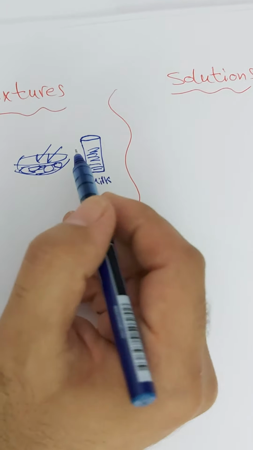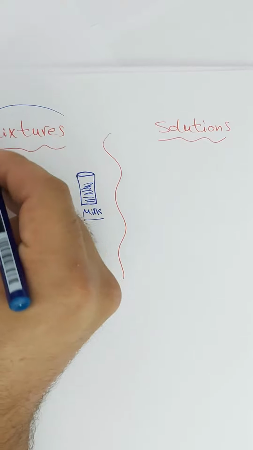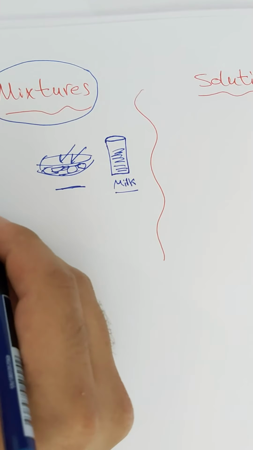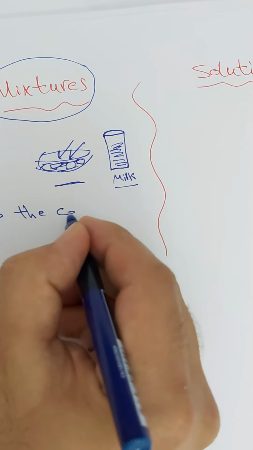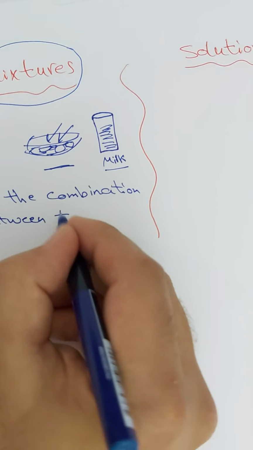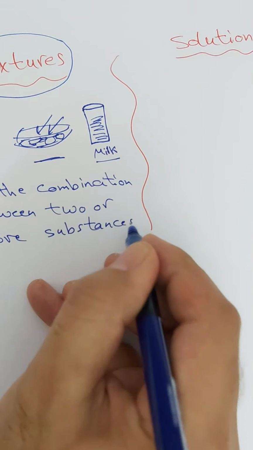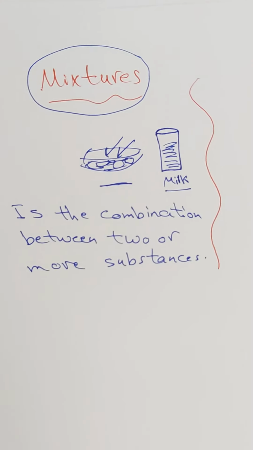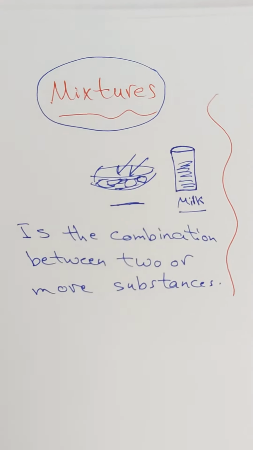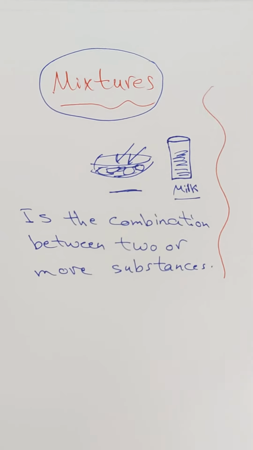So mixing substances together gives mixtures. What is a mixture? A mixture is the combination between two or more substances. So when we put more than one substance with another substance, we call it a mixture. So fruit salad is a mixture. Putting sand with water is a mixture. Your pencil case is a mixture because it includes more than one type. Your bag is a mixture.